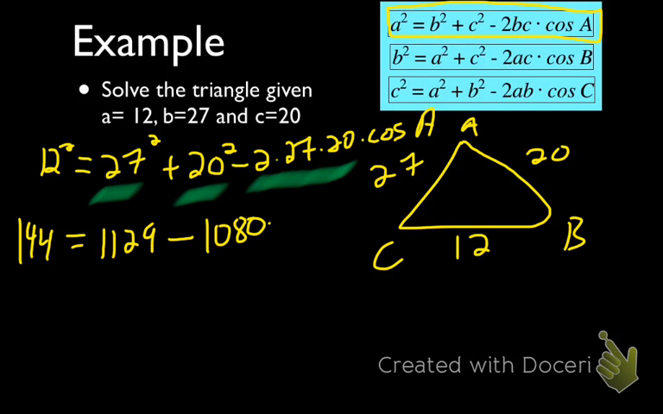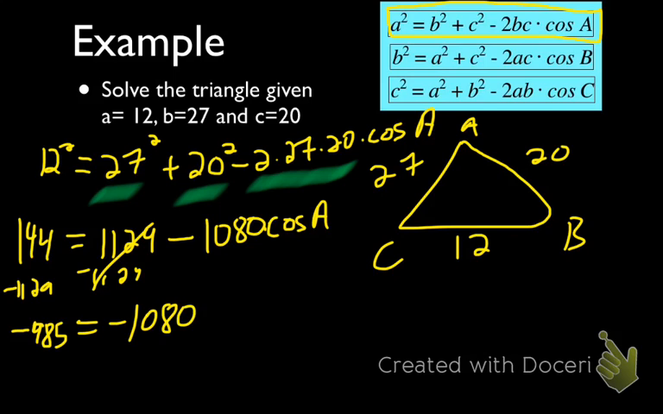The next thing I want to know is what's 2 times 27 times 20? 1080 times the cosine of A. All right, and then I want to subtract 1129 from both sides. Minus 1129. That's gone. And what do I get on the left? Negative 985. Okay, negative 985 equals negative 1080 cosine A. Divide by negative 1080.